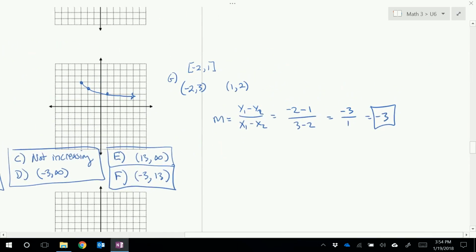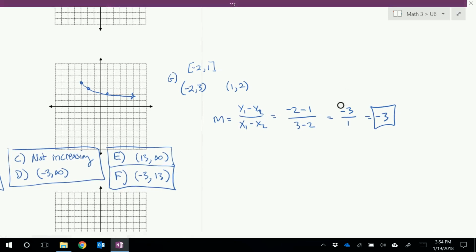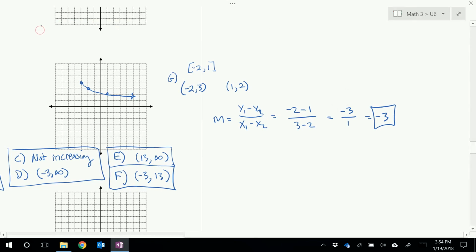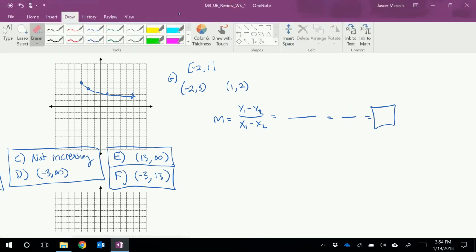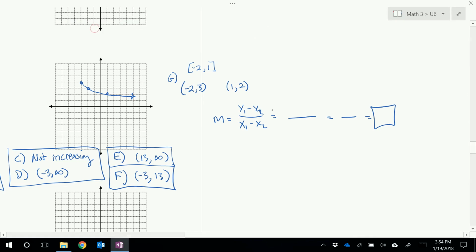And actually I caught my error here. I put in the wrong values for x and y. So let's try that again. Y values 3 minus 2, x values negative 2 minus 1. So that gives us 1 over negative 3, or negative 1/3.